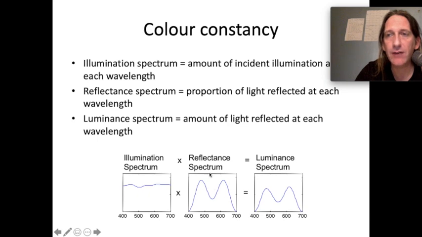It's reflecting some wavelengths strongly and absorbing others, and then what you get out, being reflected by the object, is this luminance spectrum. Okay, so the luminance, what we actually perceive when we look at the object, is a combination of both the illumination spectrum, the wavelengths being emitted by the light source, and the reflectance spectrum, which wavelengths are being absorbed and which ones are being reflected by the object.